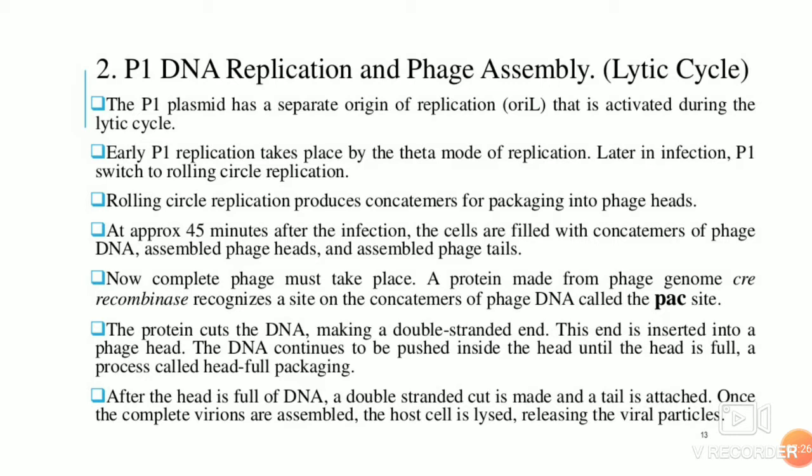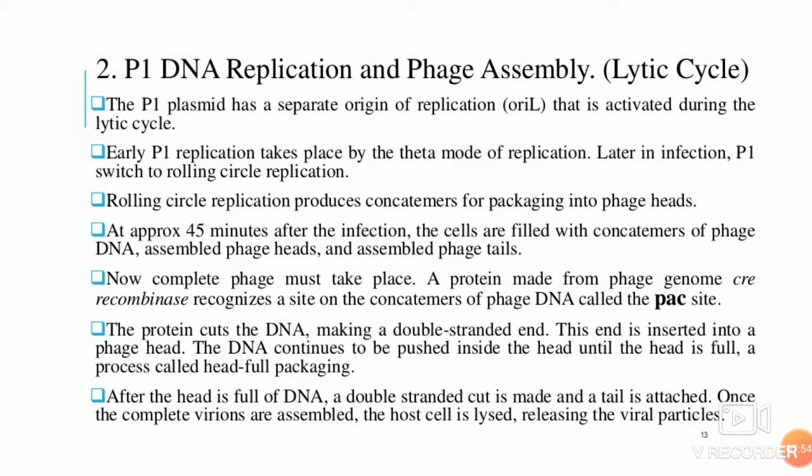You have the replication associated genes, those are the early genes, and you have the late genes which are the structurally associated genes, which will produce the capsid proteins and the lysis important protein. A brief mention of the lytic cycle is here. Early P1 replication takes place by theta mode of replication. Later in infection, P1 switches to rolling circle replication.